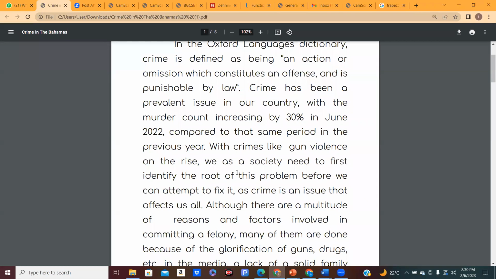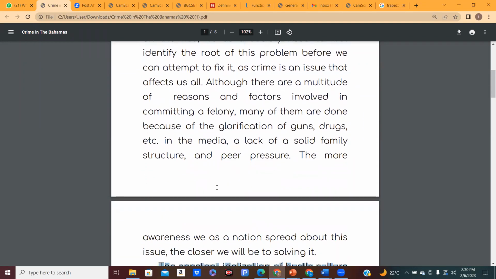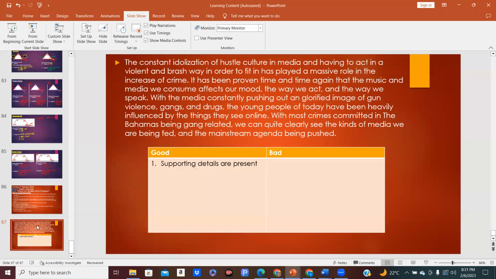Where's the thesis? Okay, thank you. Although there are a multitude of reasons and factors involved in committing a felony, many of them are done because of the glorification of guns, drugs, etc. in the media. So that's the first thing that she mentioned: the glorification of guns, drugs, etc. in the media. And when we come to our first body paragraph, she mentioned what?